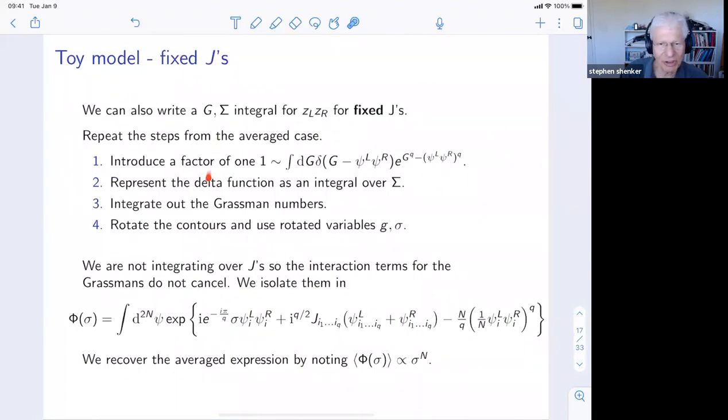We just repeat the steps from the average case. We introduce a factor of 1 for the delta function, represent the delta function as an integral over sigma, integrate out the Grassmann numbers, and rotate the contours. Now, because we're not integrating over J's, we don't have this nice thing where the J couplings turn into psi to the Q, which cancels this. This is the Grassmann dependence of the non-average theory. If you integrate over G's, then this cancels this, J's, this cancels this. But here it doesn't, it just appears there. And remember, these are products of Q fermions. So if you integrate over J's and compute this average, then you are back in the original expression.